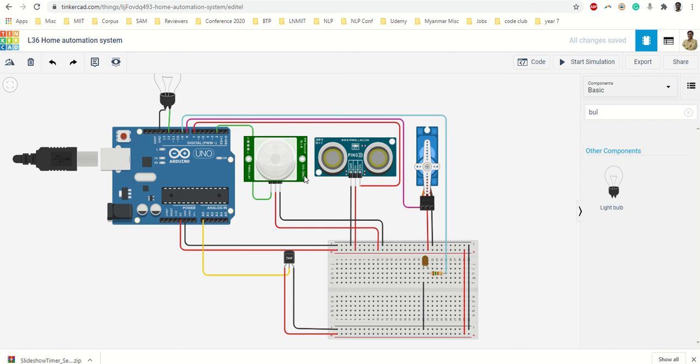So I have a PIR sensor to detect if someone or there is some movement in front of my home or in front of the door or anywhere. If the movement is detected, I'll switch on the bulb for some time.